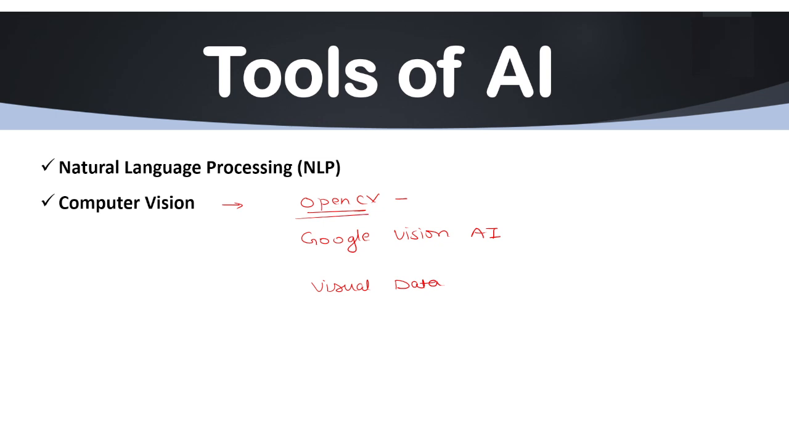If we talk about OpenCV, it is an open source computer vision library for image processing. OpenCV is open source, which means it is open to all, and it is basically used for image processing. Another tool is Google Vision AI. It is an image analysis and label detection tool.